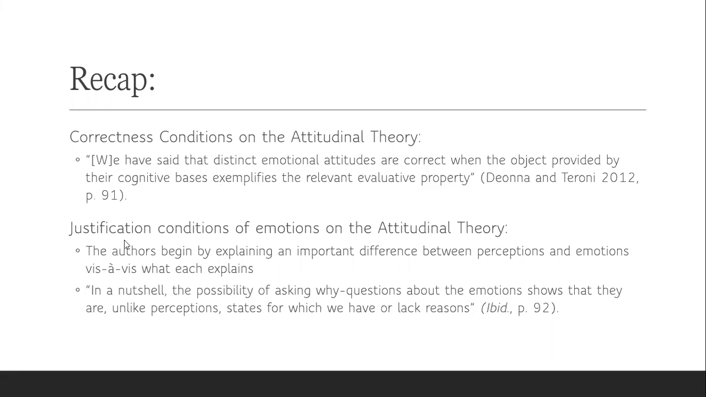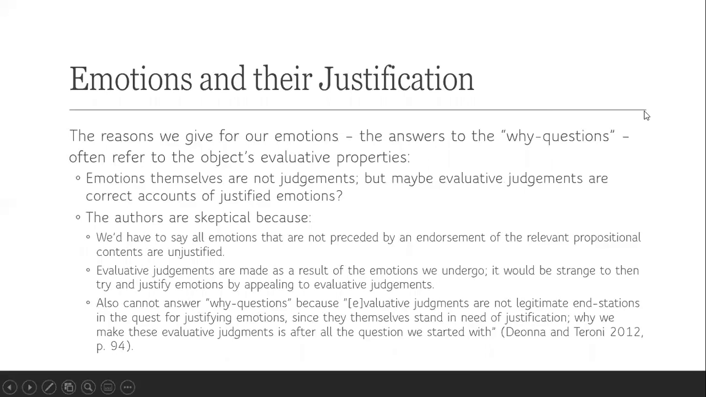Correctness conditions are relatively straightforward, but the justification conditions have yet to show themselves or be shown by the authors, right? And like I was saying before, with emotions we don't easily hit bottom when asking why questions about them, right? We give reasons for our emotions, right? Oh, why are you angry? Well, that remark was offensive. Why was it offensive? So on and so forth.